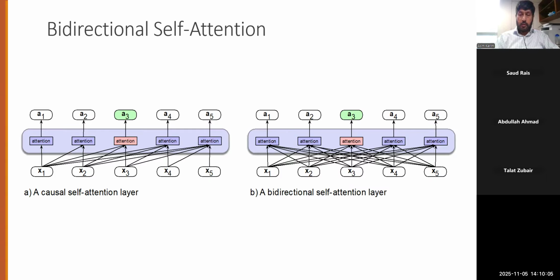And of course, as you know from language, the syntactic or semantic meaning of a particular word depends on the words that appear before it as well as after it. So in that sense, this representation is richer than the autoregressive or the causal representation that we saw in the previous lectures. But of course, these have slightly different applications than the ones we saw earlier.